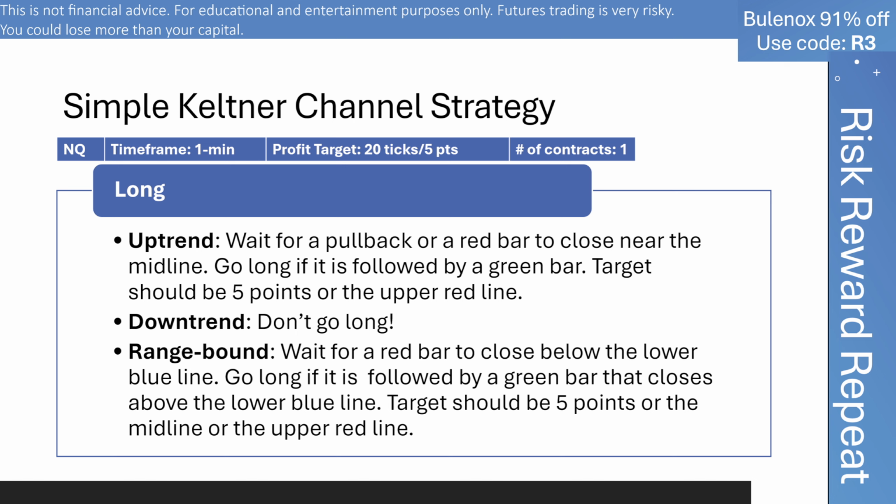Okay. If it is an uptrend, then we look at the chart and wait for a pullback or a red bar to close near the midline. And if we see a green bar right after it, remember this is in an uptrend, we go long, right? And our target would be 5 points or the upper red line.